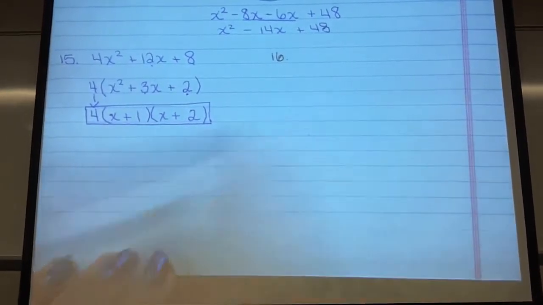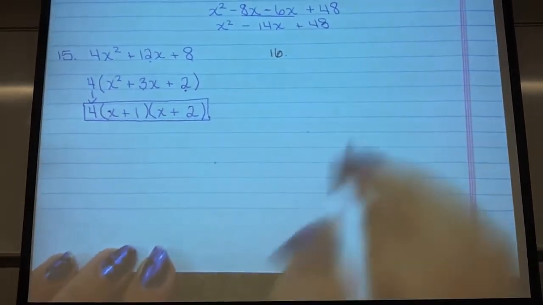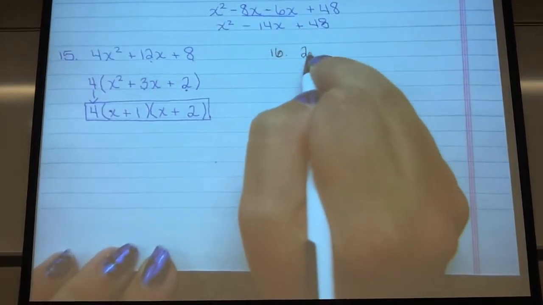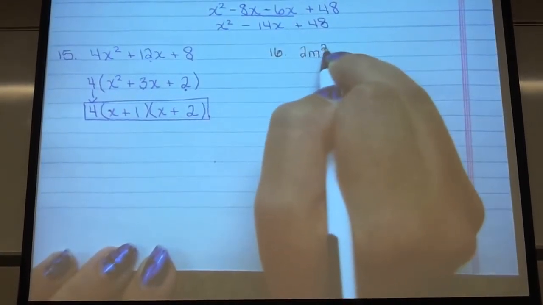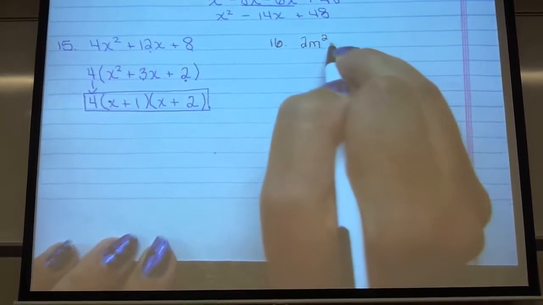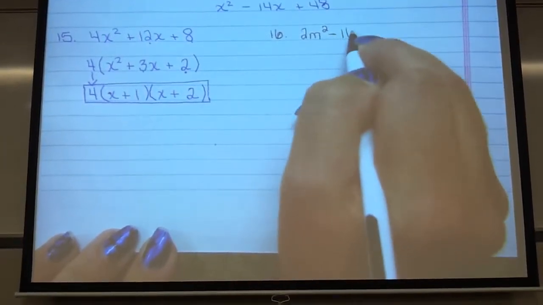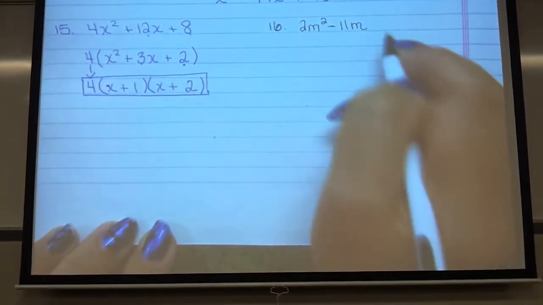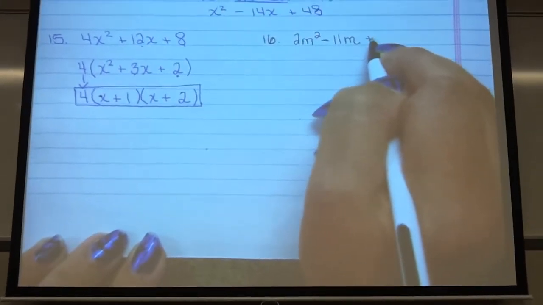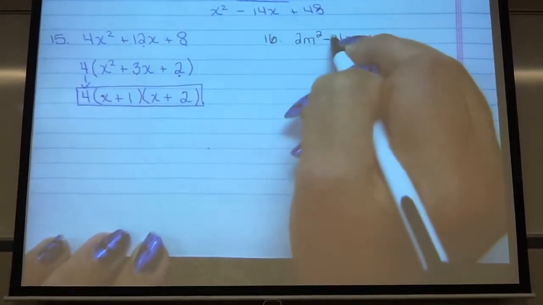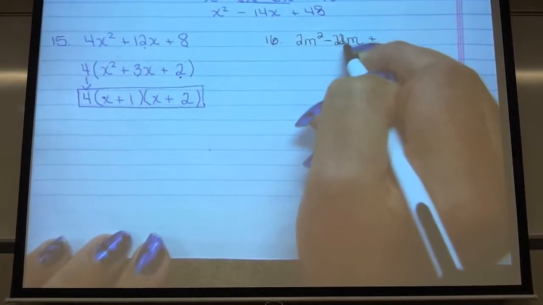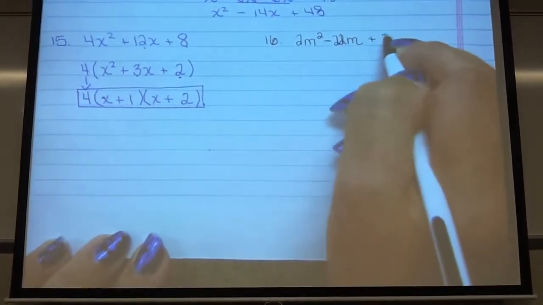Okay, let's try 2m squared minus 11m plus, oh, 2. I meant 22. Minus 22m, that would be the answer, plus 20.